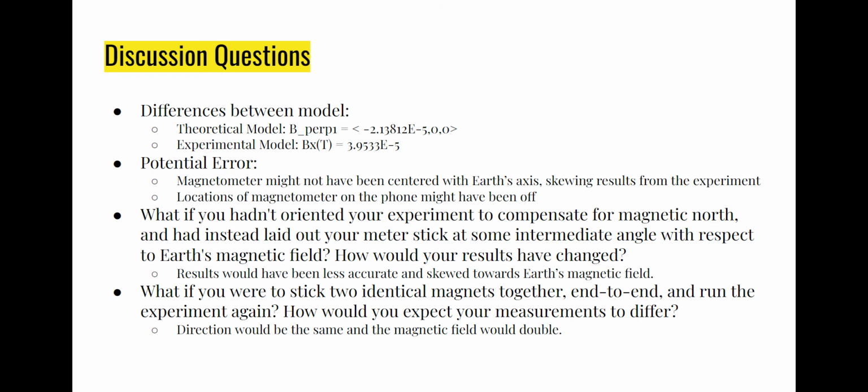What if you were to stick two identical magnets together end to end and run the experiment again? How would you expect your measurements to differ? The direction would remain the same and the magnetic field would double.